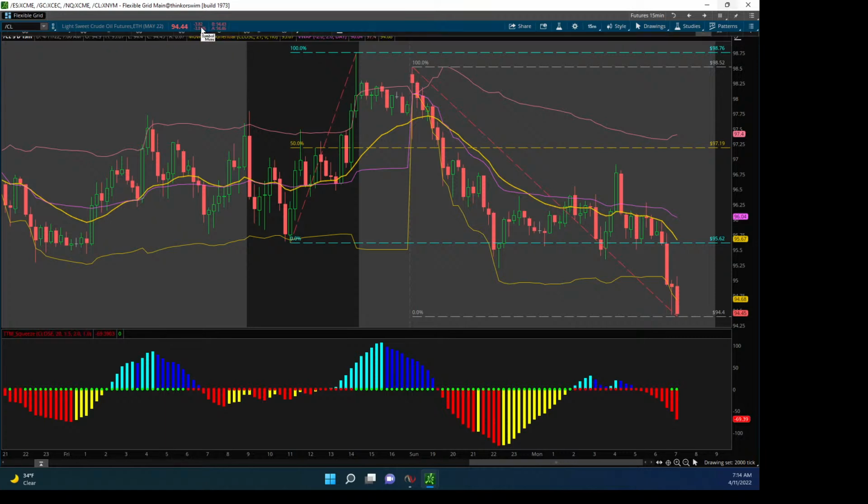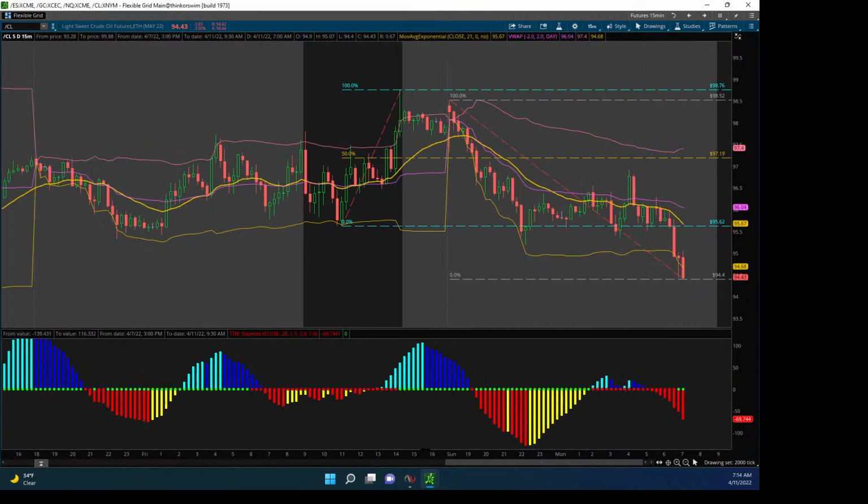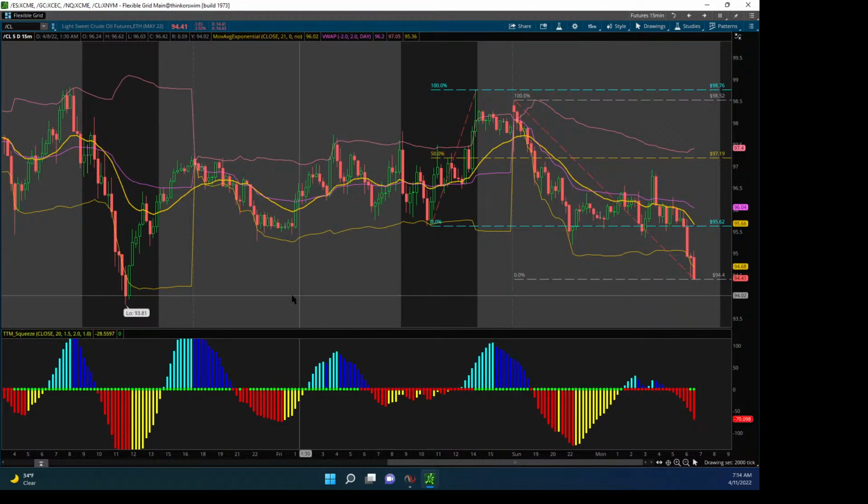Already moved $3.80. And the next support seems to be that one there, which is the previous low, or two sessions below. So that one is 93.81.